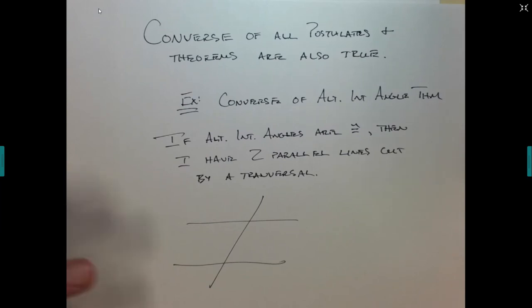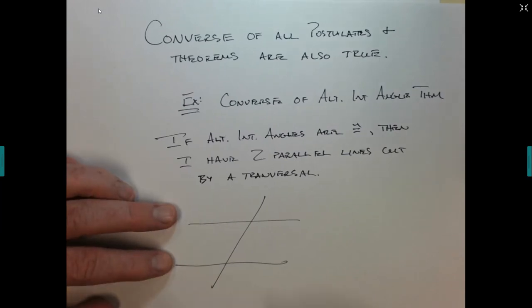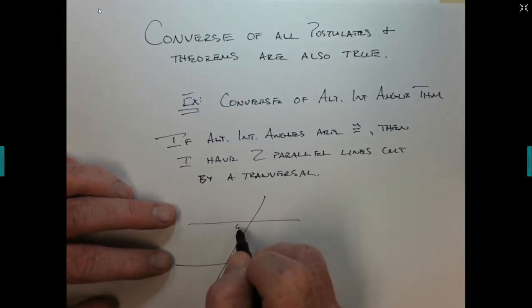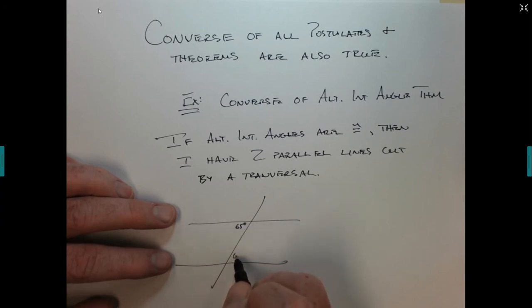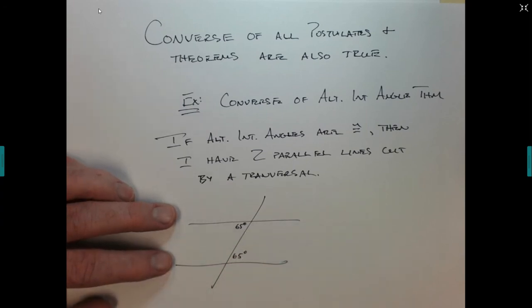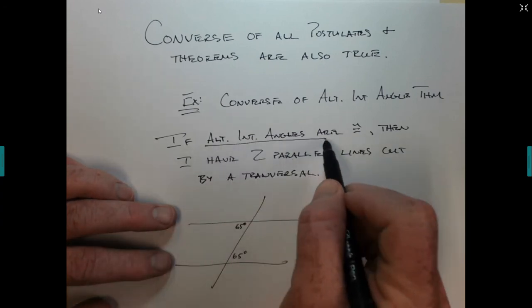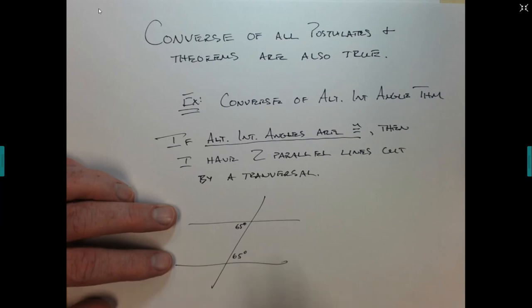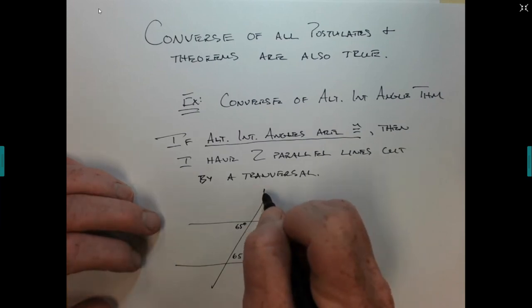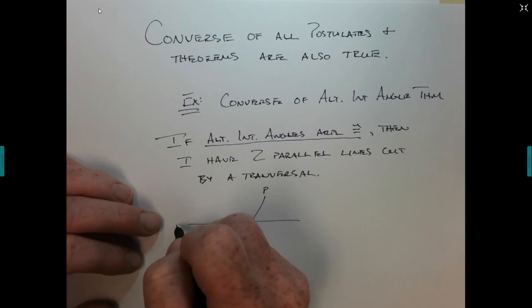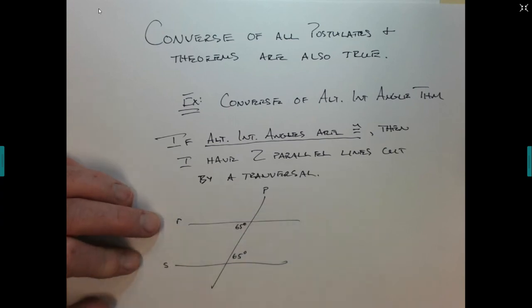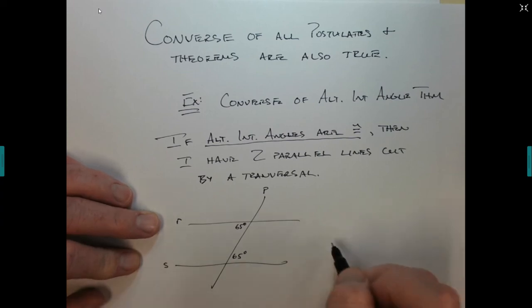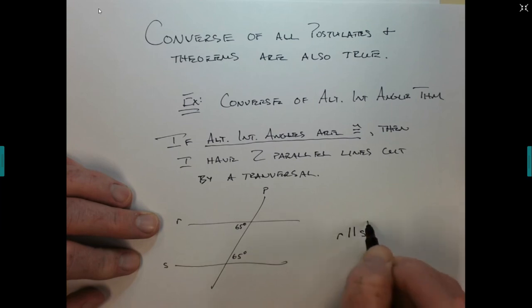I don't have that right now, but if I actually have alternate interior angles that happen to be congruent, then I could know, and let's say I've got lines P, R, and S, if I knew that I had alternate interior angles that were congruent, then I would know R has to be parallel to S.